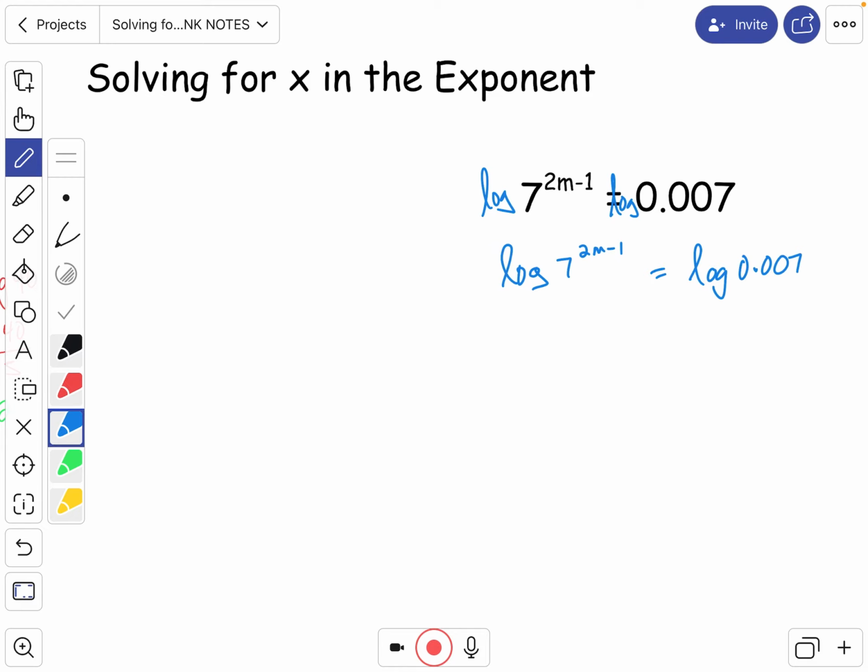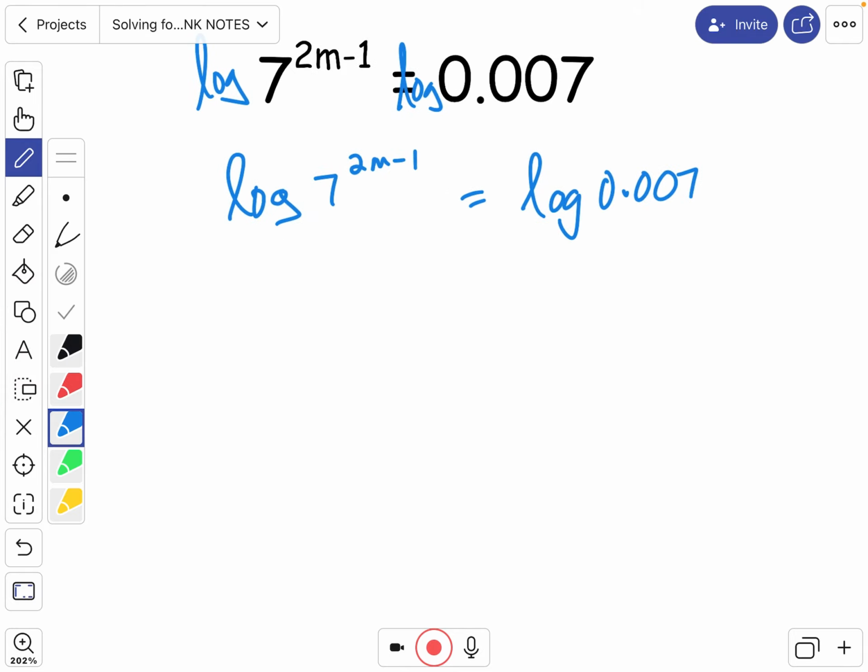Now, the title of this was solving for x in the exponent. It doesn't have to be x. It can be any letter you want. I purposely chose m here so you knew it didn't have to just be x. But when we're solving for an unknown in the exponent is really what we're doing.